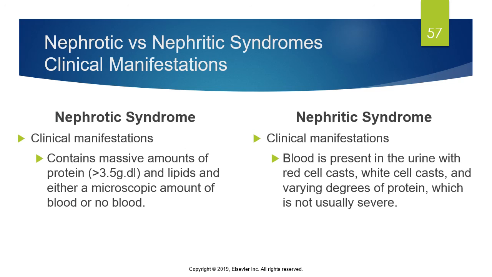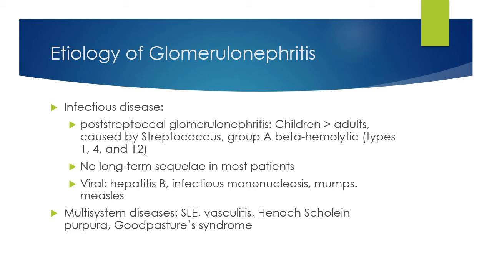So, the difference in nephrotic versus nephritic syndrome. In nephrotic syndrome, you're going to see massive amounts of proteinuria, protein of greater than 3.5 grams, and lipids, and either a microscopic amount of blood or no blood. In nephritic syndrome, you see blood present in the urine with red cell casts, white cell casts, and varying degrees of protein, which is usually not severe. But I should mention that it'll also be microscopic amounts of blood in the urine.